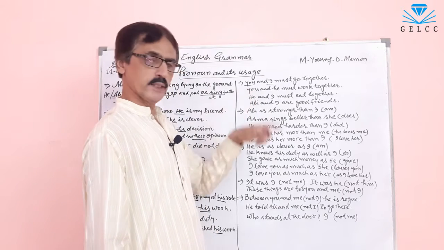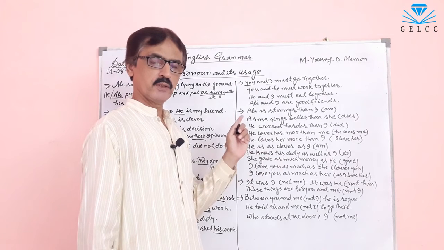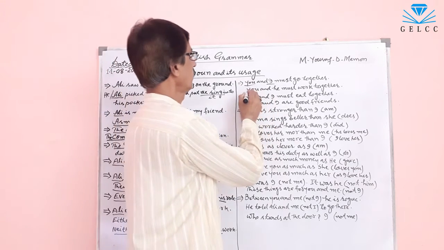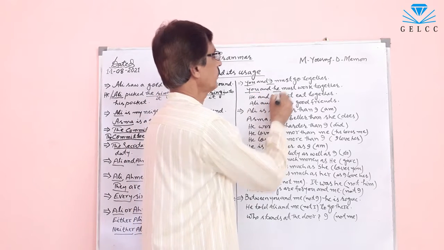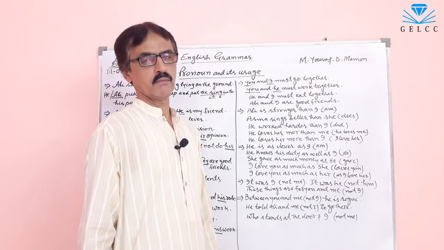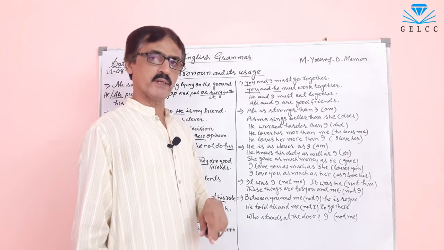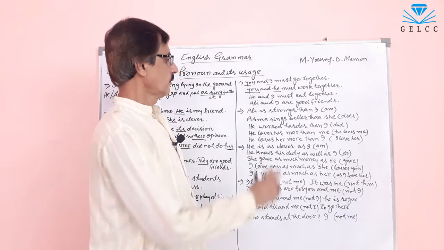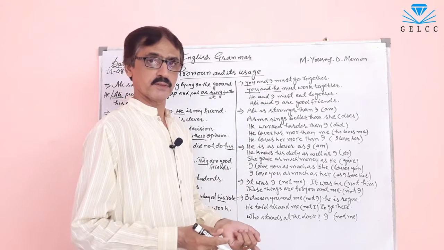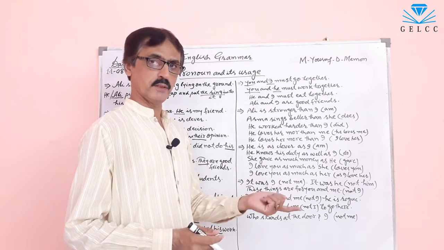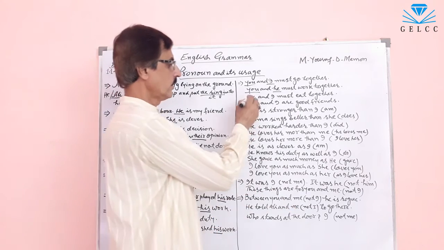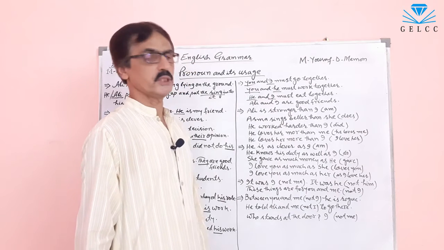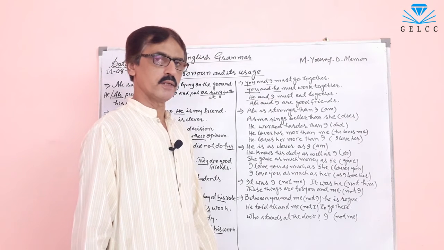You and I. Not I and you. If there is a second and third person, then first we will use second person and then third person. You and he must work together. Not he and you must work together. It will be wrong. Understand? Now, third person and first person. First third person, then first person. He and I must eat together. Not I and he.